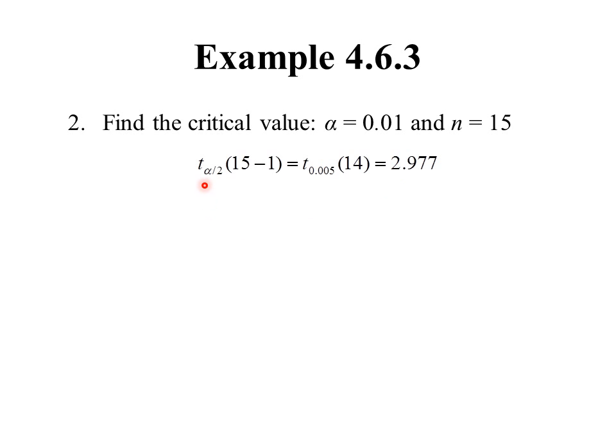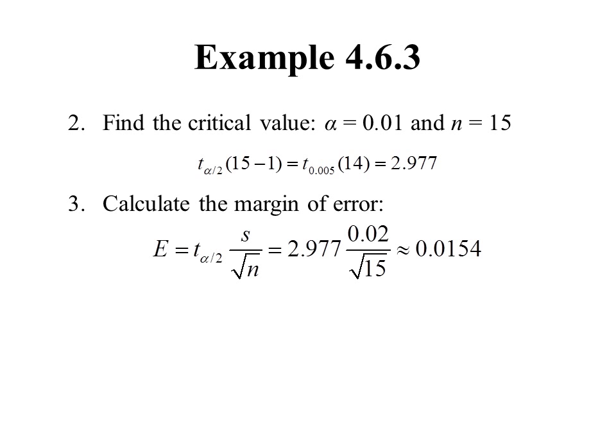So our critical value, t sub alpha divided by 2 of 15 minus 1, this is our number of degrees of freedom. Alpha is 0.01, divide that by 2, we get 0.005, and then 14 degrees of freedom. And so we look up this value of p, 0.005, and this value of r, the degrees of freedom, in table C3, and we get our critical value 2.977.